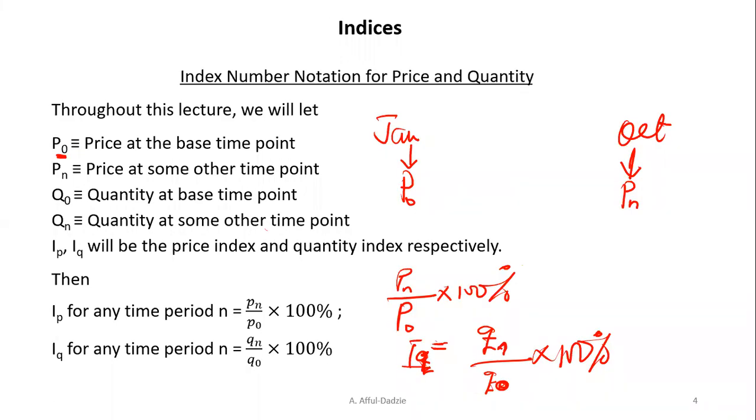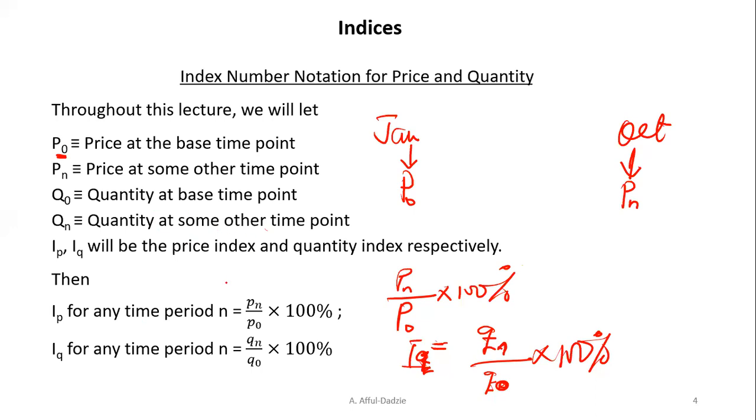So in doing the basic computations that we'll be doing, we will have some notations that we would want to use. If you see price P naught, P0, this represents the price at the base time. If you see Pn, it represents the price at some other time point, whatever time point we are interested in. Q naught and Qn do the same, just that this time it is quantity at the base period and quantity at some current or other time point. IP is the price index and IQ is the quantity index.